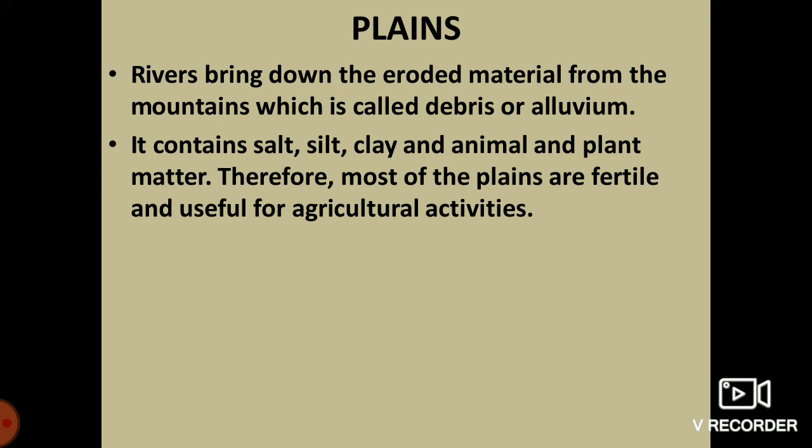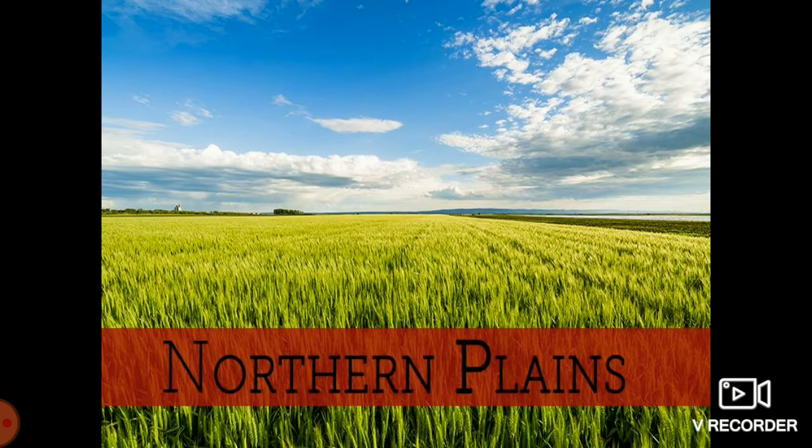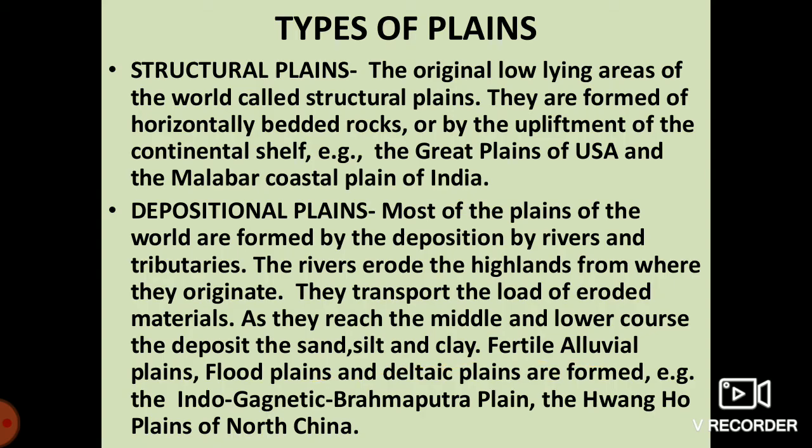Rivers bring down the eroded material from the mountains, which is called debris or alluvium, in the form of silt or sediments. The alluvium or debris contains salt, silt, clay, animal and plant matter. Most of the plains are fertile. Agriculture is the main activity of the plain area. This is your northern plains.